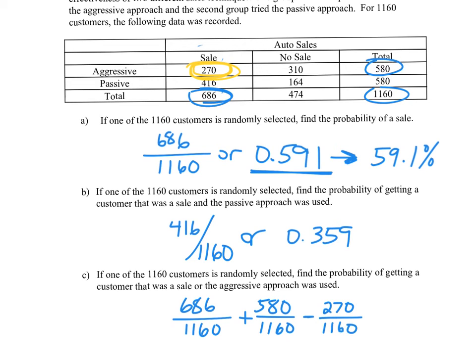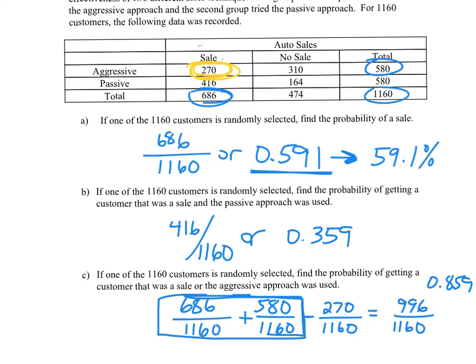If you wanted to save some time, you could not write these large denominators and just remember that in the end it'll be out of 1160, and simply add 686 and 580 and then subtract 270. And that would be 996 out of 1160, or 0.859. If you forgot to do the subtraction, you would hopefully recognize here that 686 and 580 is greater than 1160, and you would get a probability that is greater than 1, which, as we know, is impossible.